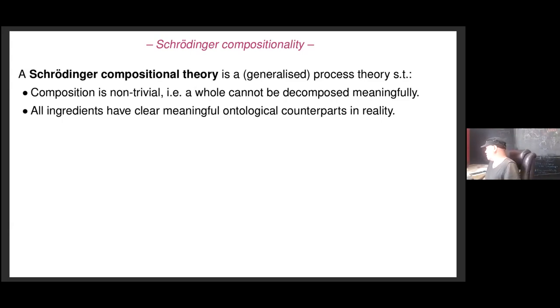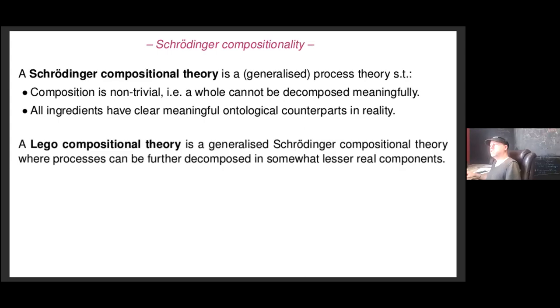So it's disjoint from the idea of Frege's compositionality, because that's not what we're interested in. We want something much more thorough, which allows for bottom-up and top-down flows of information, and things like that. And we also want all ingredients to have a clear, meaningful, ontological counterpart in reality. We want these processes to be real. We don't want them to be like nodes in a neural net, which we don't even understand what they are. So this is what we call a Coecke compositional theory.